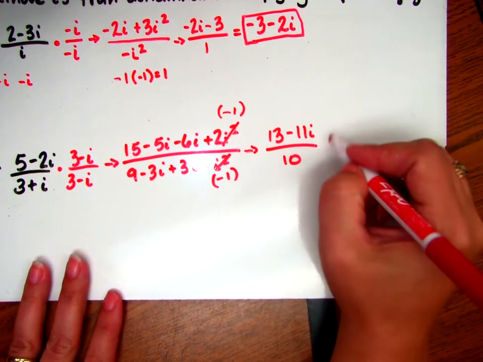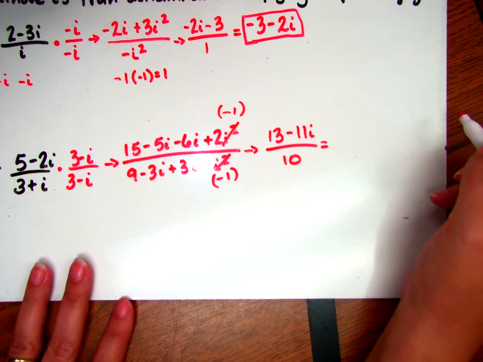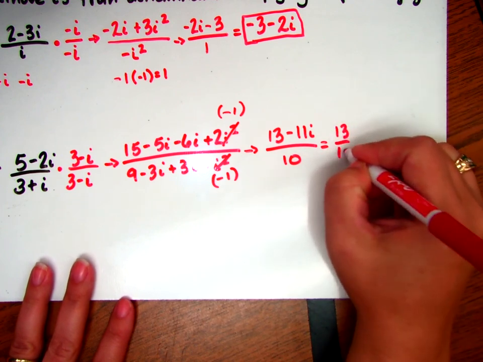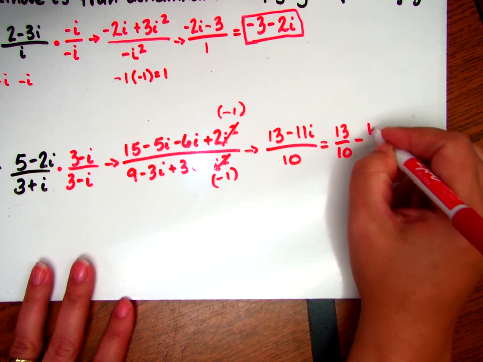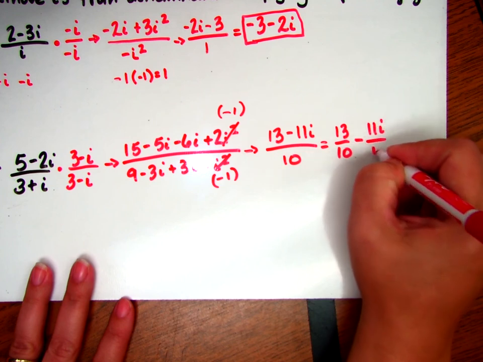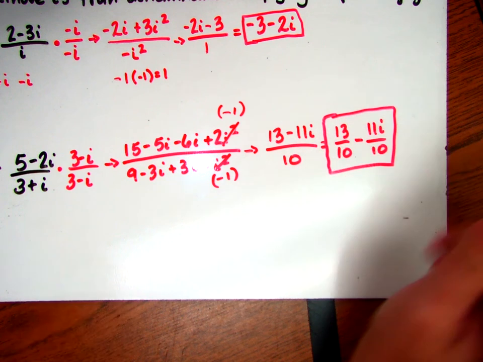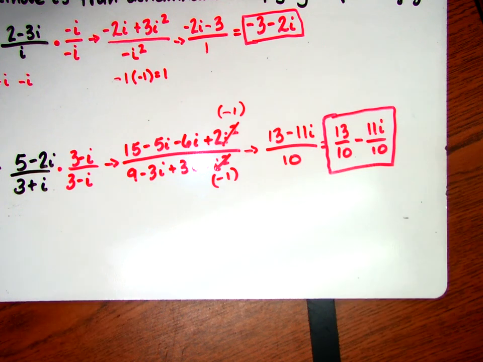What I want you guys to do is always write it in a plus bi form. So this would be 13 over 10 minus 11i over 10. That would be written in true a plus bi form. All right, guys, good luck.